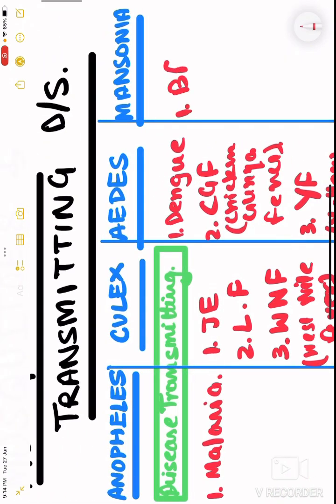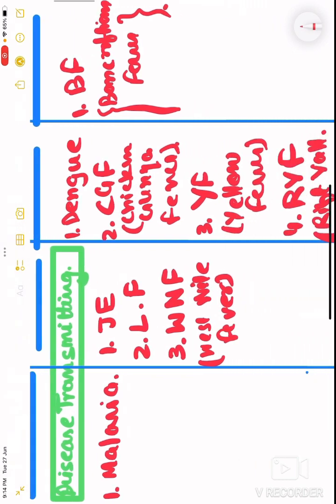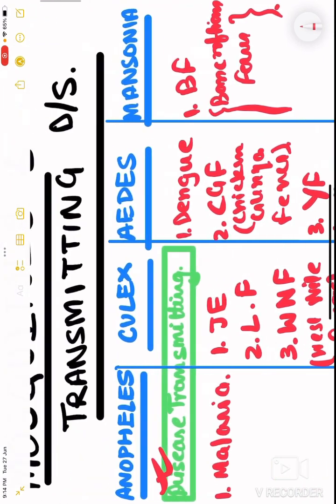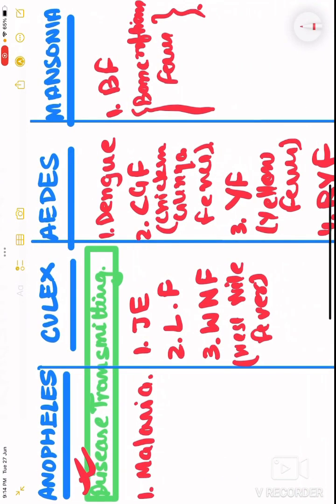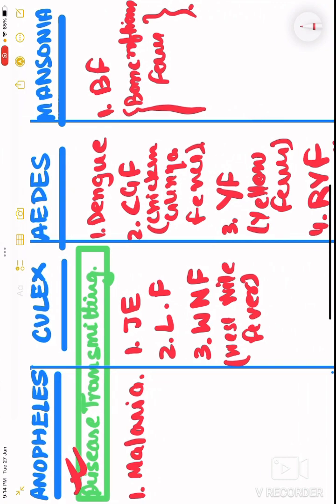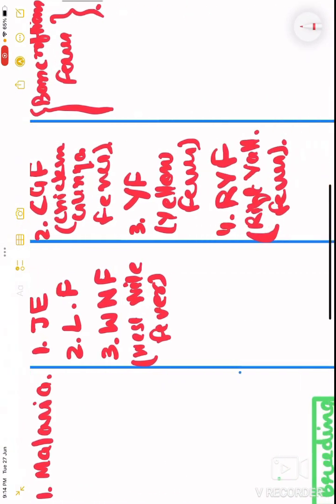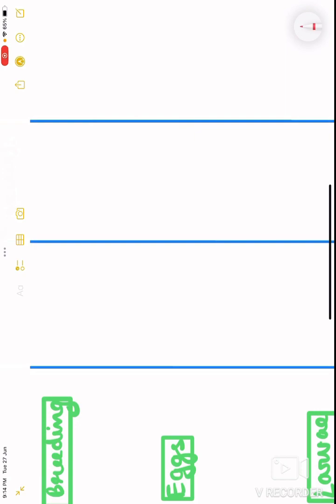Mansonia transmits Bancroftian fever, right? So this particular thing, disease transmitted by Anopheles, Culex, Aedes and Mansonia is the most important one, and generally questions are asked from this particular topic only, that which of the following is not transmitted by Aedes or which is transmitted by Aedes, or they will give a scenario of dengue and they will ask that this particular disease is transmitted by a vector and the vector transmits the same disease, so which of the following is the disease. So questions are a lot of times asked from this particular thing only, so remember it by heart.